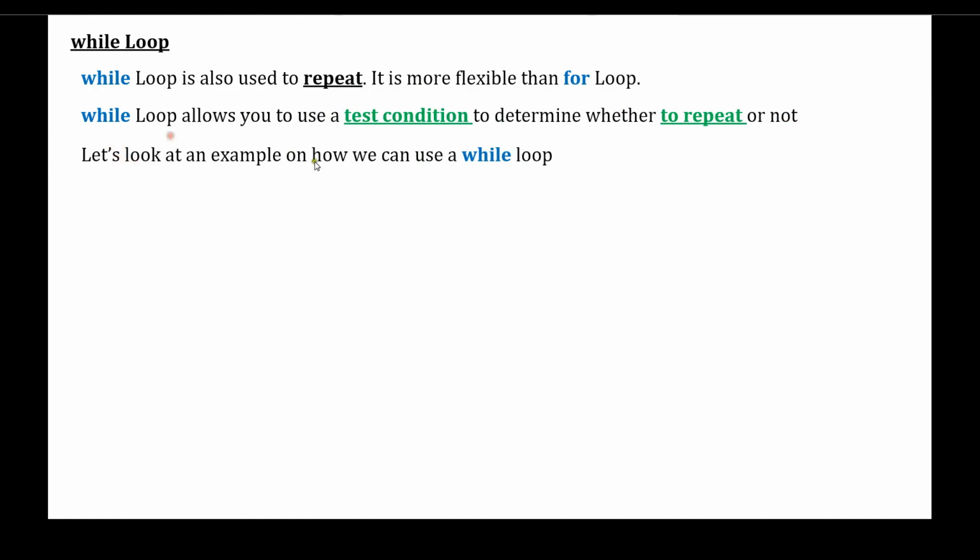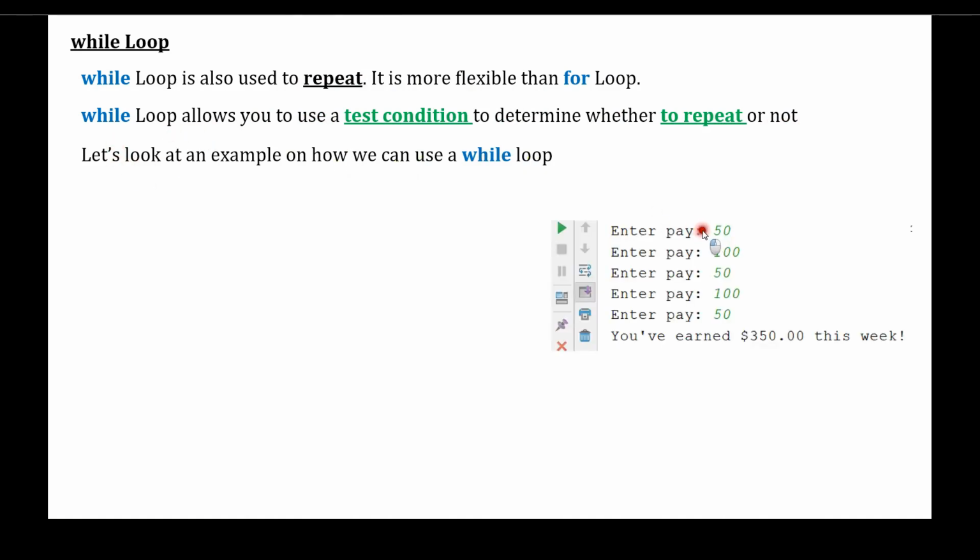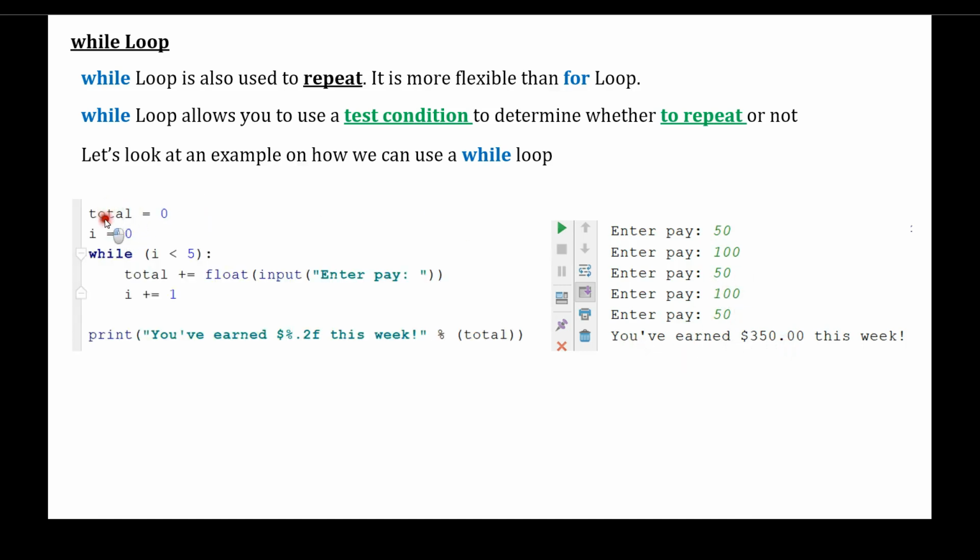Let's look at an example on how we can use a while loop. We ask the user to enter 5 pay: 1, 2, 3, 4, 5. We are going to sum up all the 5 values and display the total. We first create a variable total, and we are going to sum up all the values into total, and we set it to 0. Then we create a variable I that counts how many times the user has entered. Set it to 0 initially.